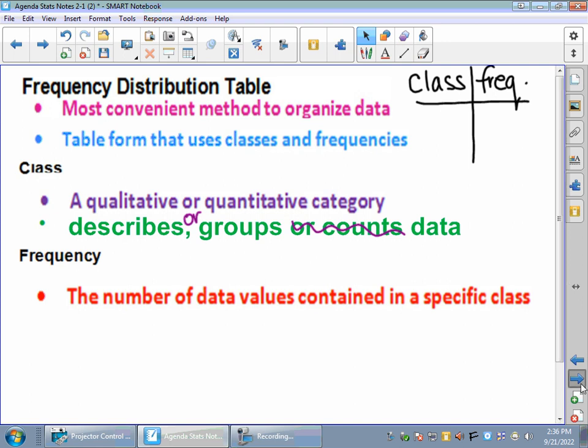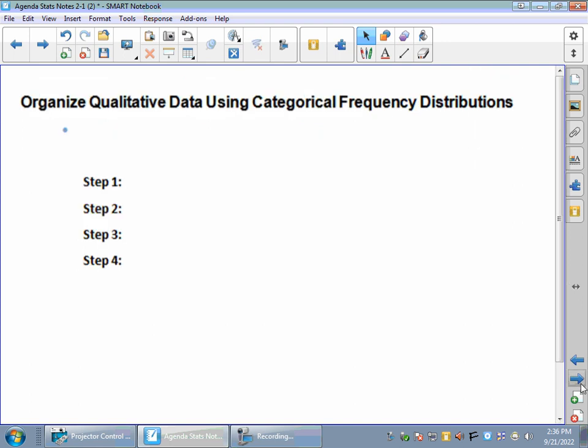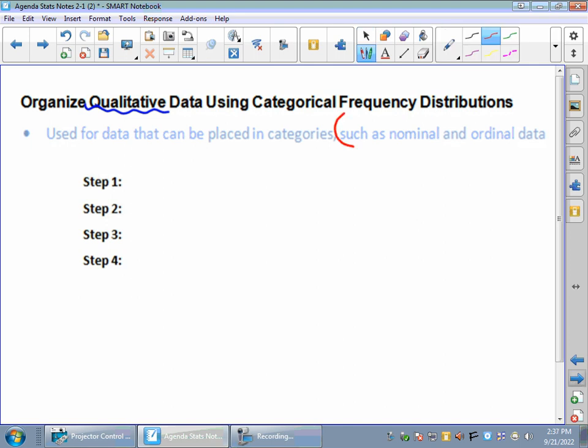All right, so let's talk about and create qualitative data. And it says using categorical frequency distributions. That means we just have categories instead of numbers. So qualitative data, qualities. So this is used for data that can be placed in categories, such as nominal and ordinal data. We know, right, that nominal and ordinal data are typically qualitative. Ordinal, we can put things in order, or there's some kind of ranking. Nominal is just groupings of things.